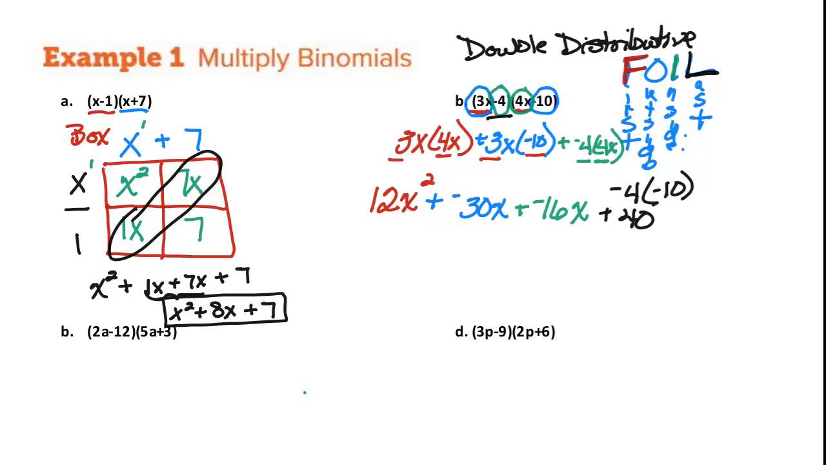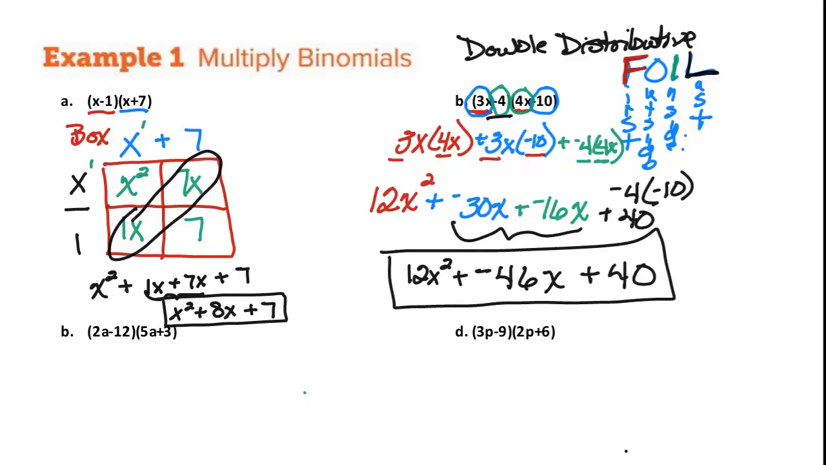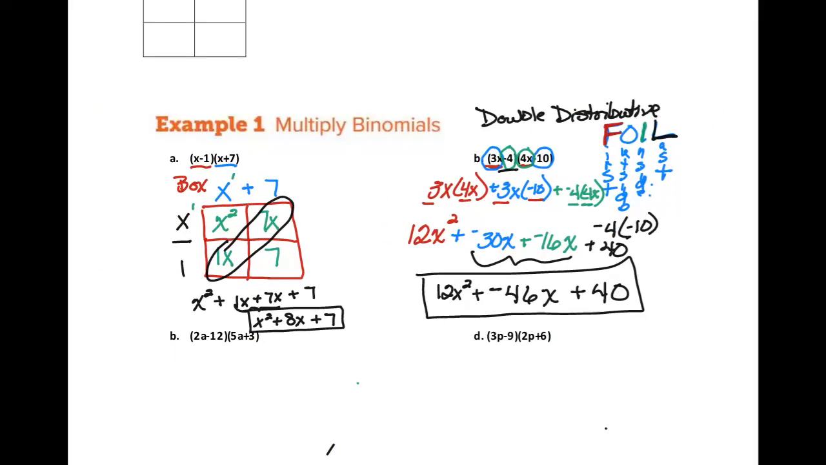And you see you have some like terms in your x terms right here. So my final answer, 12x squared, negative 30x plus negative 16x is a negative 46x plus 40. And we could have done the same thing using that box method. Okay?